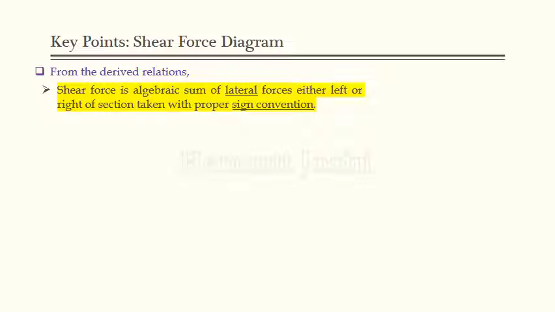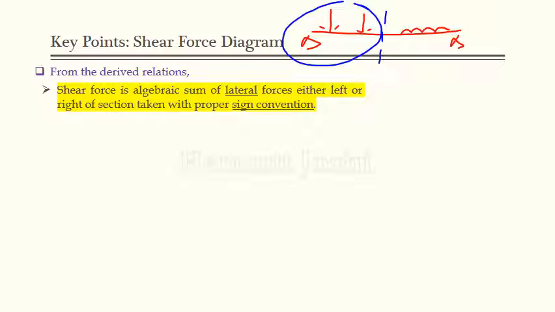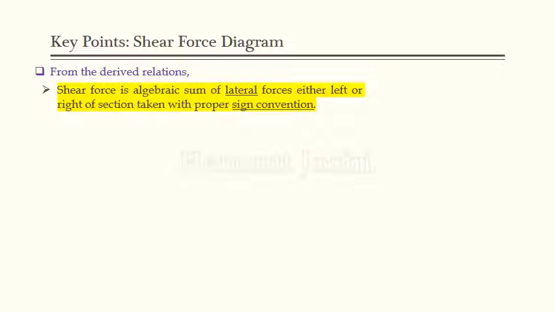Mathematically, one can say shear force is the algebraic sum of lateral forces either left of the section or right of the section, taken with proper sign convention. Let me clarify the meaning of section left and section right. Suppose I take a simply supported beam, something like this, and it carries some loads, maybe UDL or UVL, and if I take a section here, that means I wish to calculate shear force at this particular point, then I have to consider either the left part or the right part. Either one part I have to consider, and with proper sign convention.